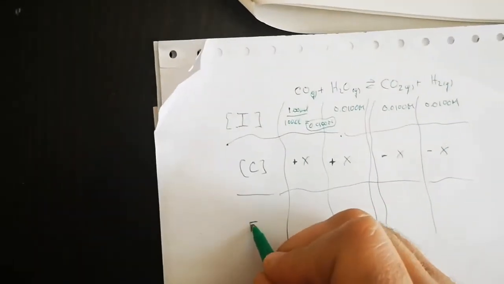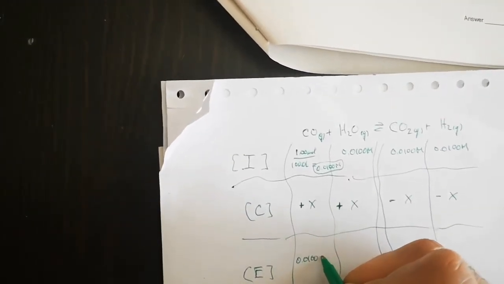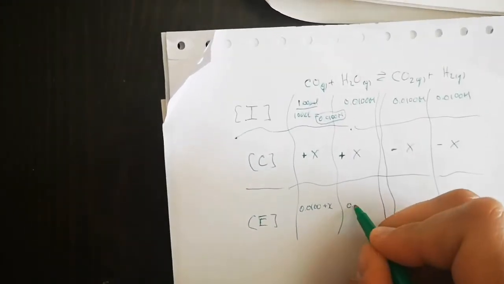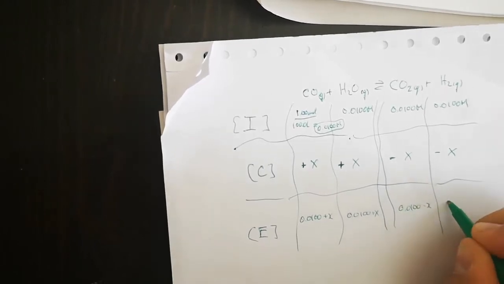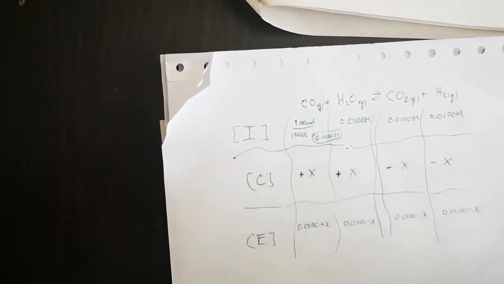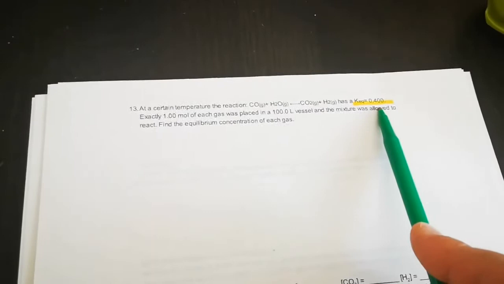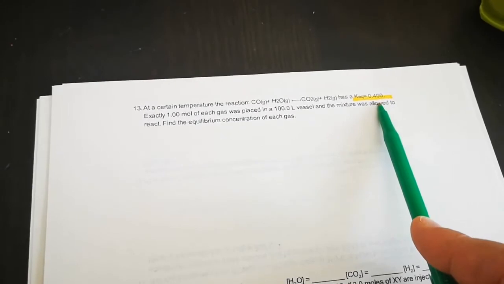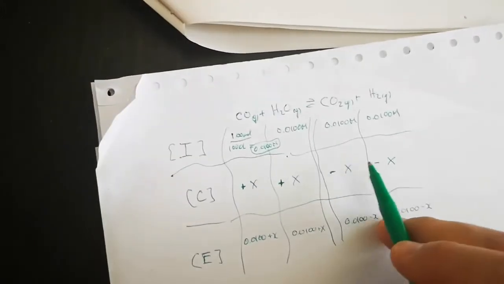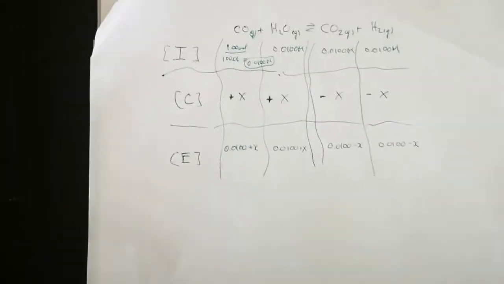Now at equilibrium, 0.0100 plus X, 0.0100 plus X, 0.0100 minus X, 0.0100 minus X. All right, so now we know the initial concentrations. We're able to interpret KEQ to show that reactants need to be favored to have a value less than 1. So to favor the reactants, they have to go up. Products have to go down by some value X. And here are our equilibrium concentrations in terms of X.